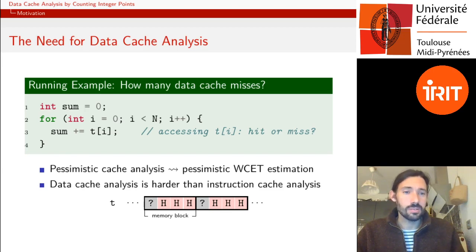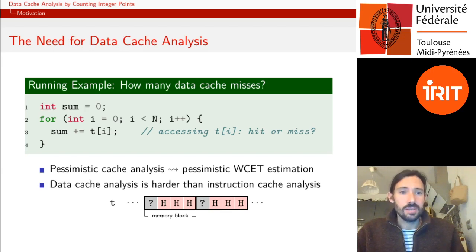Misses will cost some execution time. And if you don't have a precise analysis, you must take some pessimism into account in your worst case execution time analysis, and maybe this will cause trouble when you are going to schedule.